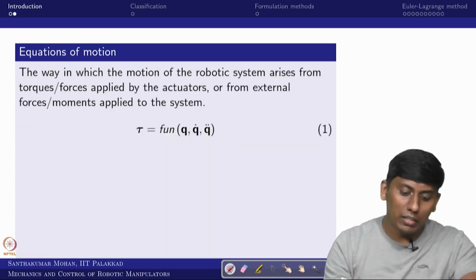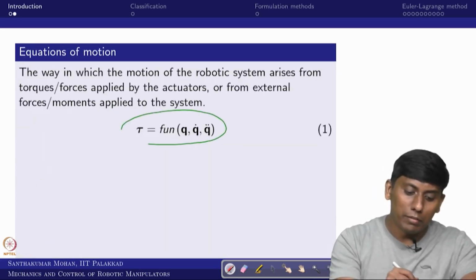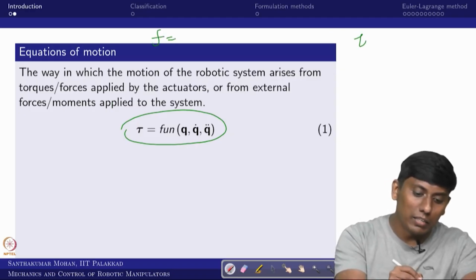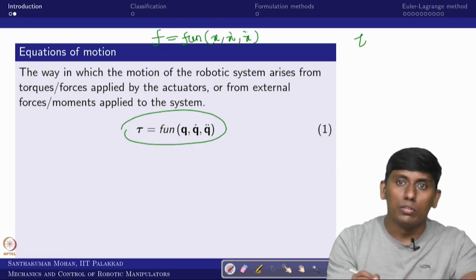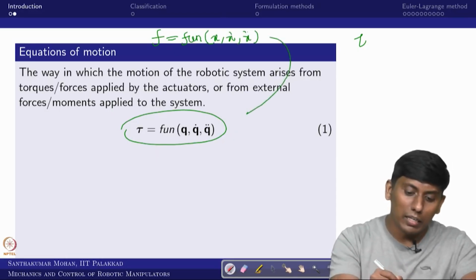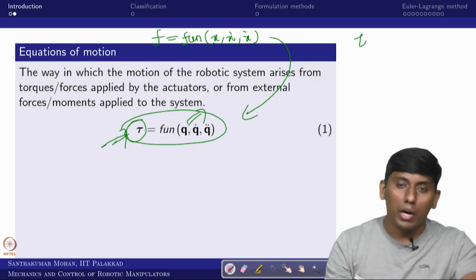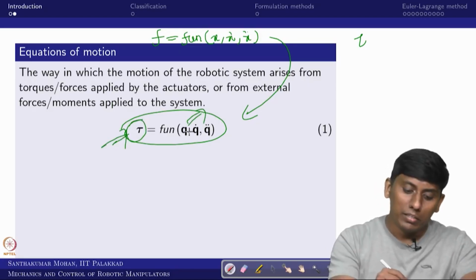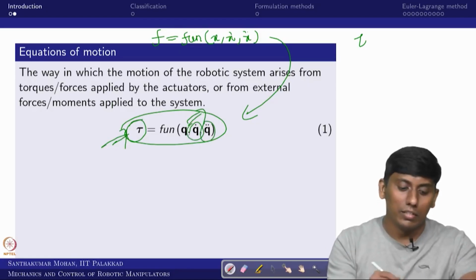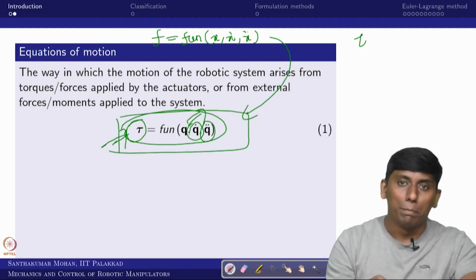So if you look at that aspect, we are writing a generalized form. Earlier I said f can be written as a function of x, x dot and x double dot. So this equation we are writing in a generalized manner with a vector. Here tau is the input vector, and q is the joint vector of joint variables, then the velocity and acceleration. In the sense, we are writing a generalized form, okay.